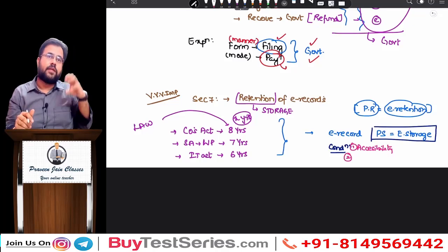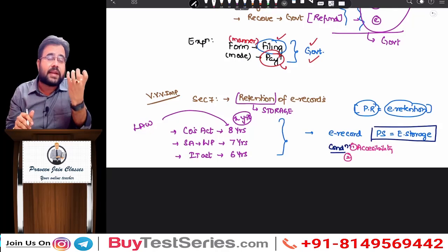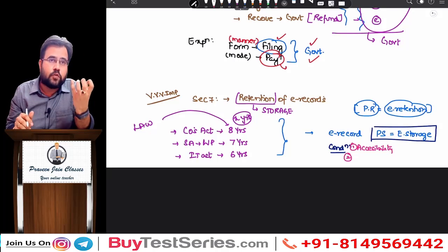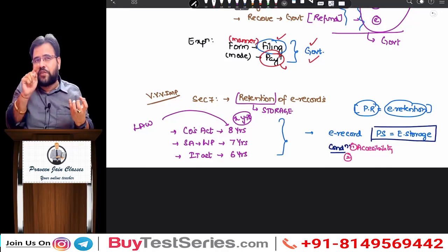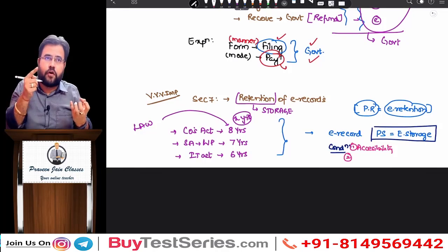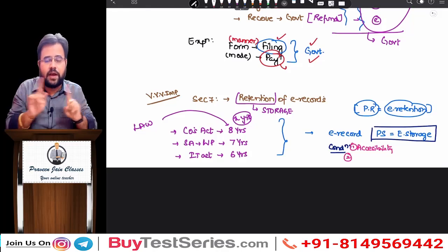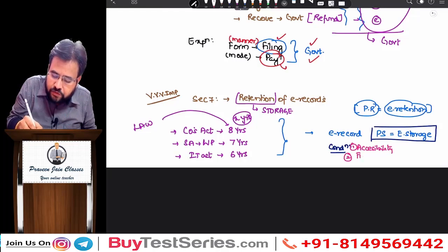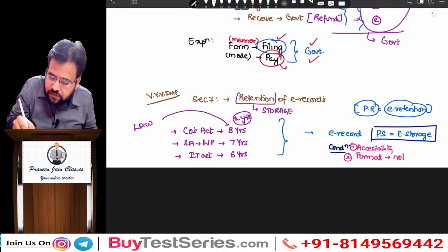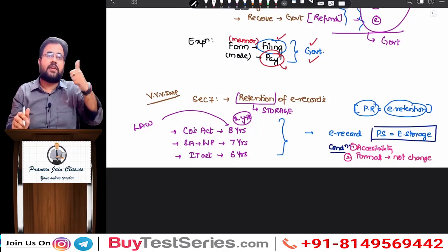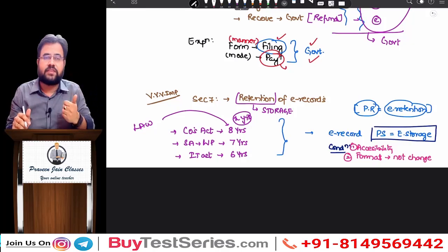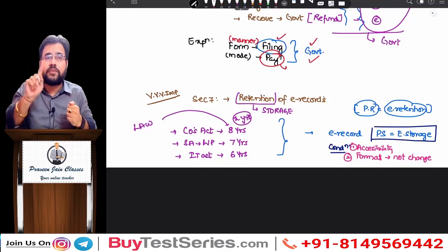Similarly, the second point, sir: books of accounts should be in a particular format. When you maintain those books in physical form, they have a particular format. So when you maintain in electronic form, do you think you can change the format? The answer is no, sir. The second point is the format should not change. Condition number 1, accessibility. Condition number 2, format should not change.